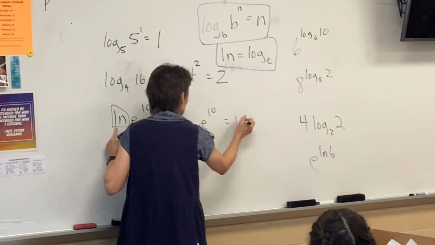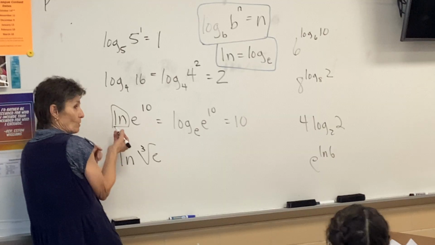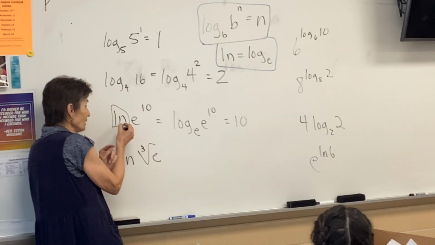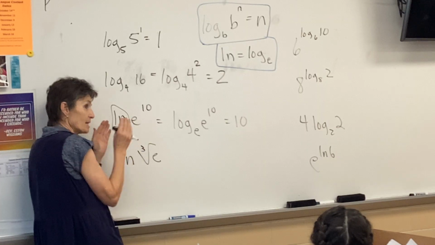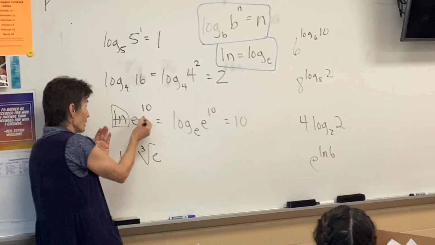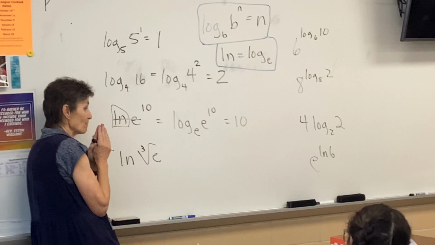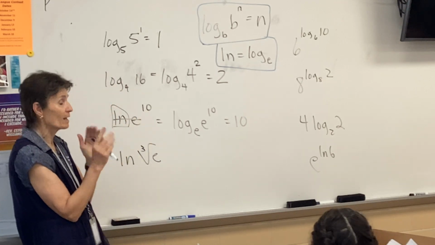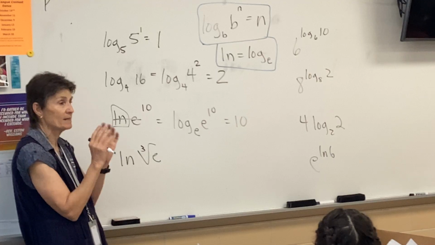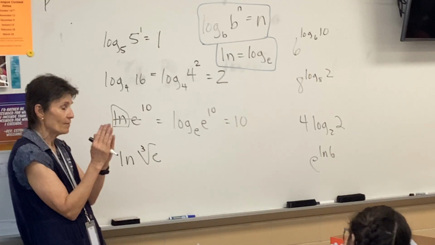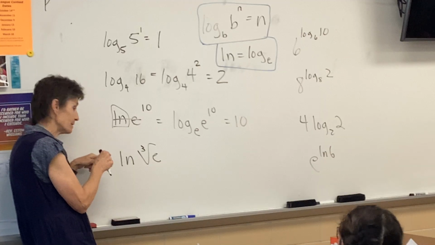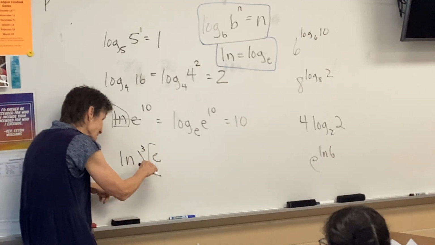Guys, we kind of talked about this the other day. Whenever you have an ln and an e touching each other, they're gonna cancel. That happens every time the ln and an e are directly touching each other with nothing in front of them or on top of them. Just ln e, that's gonna cancel. Now, you can't cancel these because this guy's in the way.